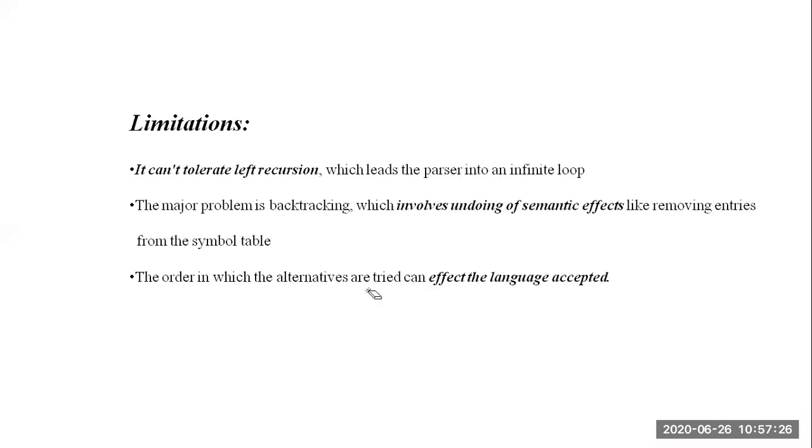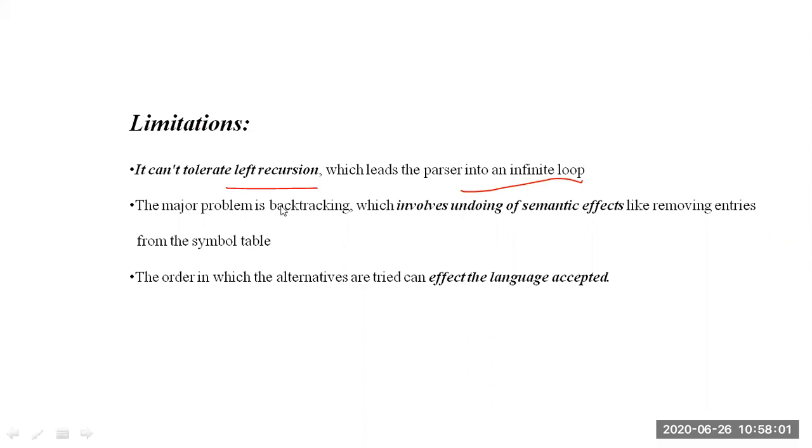What are the limitations in this backtracking? We have other methods in the top down parser. Along with backtracking, predictive parser is there. So why are we going from backtracking to predictive parser? When we come to the drawbacks of backtracking, it can't tolerate left recursion. If the grammar contains left recursion, backtracking cannot handle that, and it may enter into an infinite loop. That is one problem with backtracking.